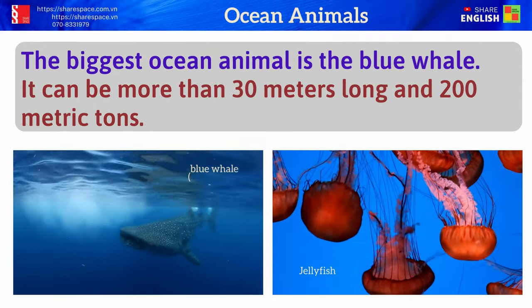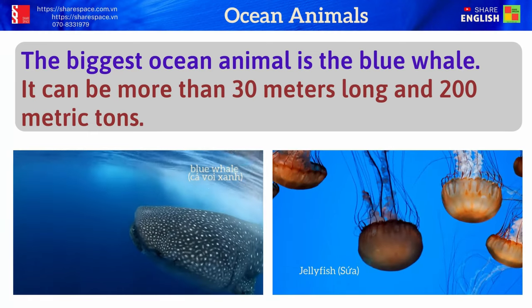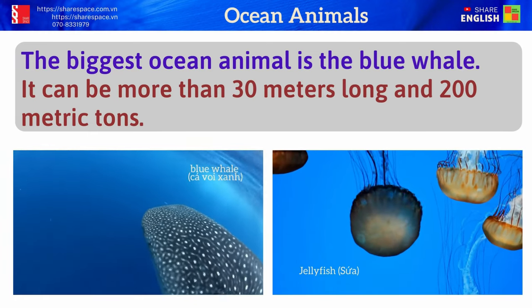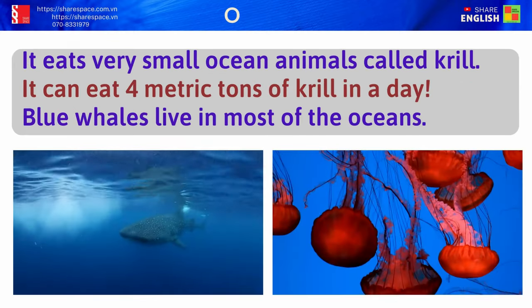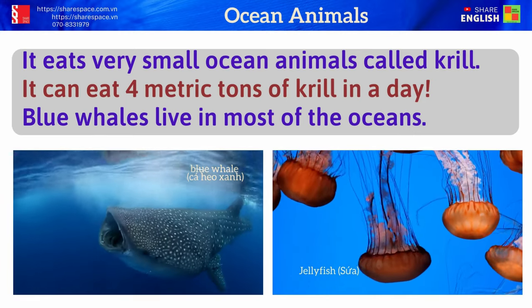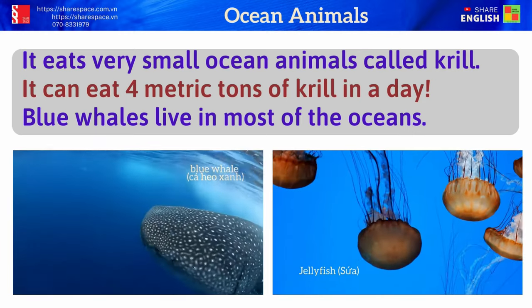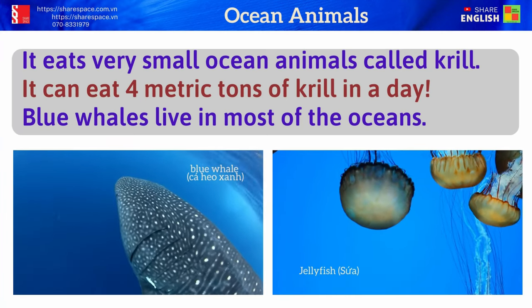The biggest ocean animal is the blue whale. It can be more than 30 meters long and 200 metric tons. It eats very small ocean animals called krill. It can eat 4 metric tons of krill in a day.